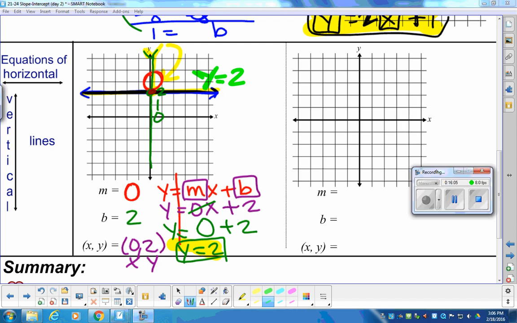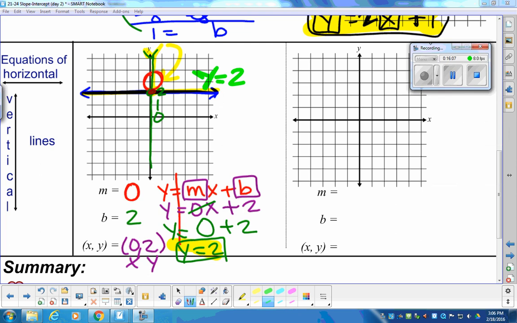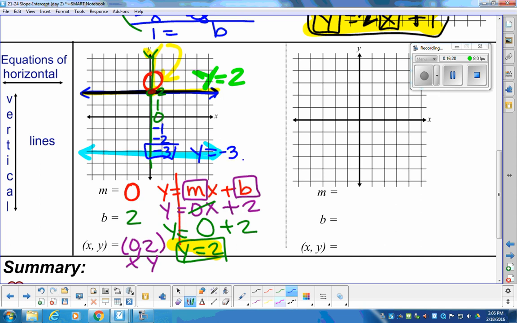So let's do another one real quickly in case you're kind of stuck on that. Here's another example. Let's say we have this line way down here. Go ahead and draw that line. What's going to happen in this problem is the same thing, the slope will be 0, and it's hitting at -1, -2, -3. It's hitting the y-axis at -3 here. So the equation is y equals -3.